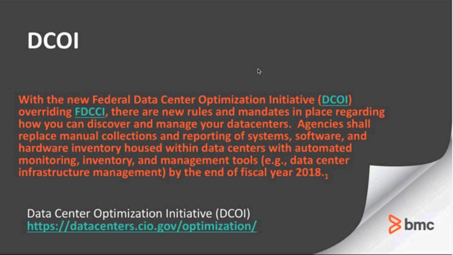So basically what they're saying is, if you come to ask for money, we're going to ask you some questions, and we want to be able to see this information through an automated discovery tool. We are no longer going to accept manual type discovery, Excel spreadsheets, or inventories that were done by hand. And they're mandating that this be done and completed by the end of fiscal year 2018. So we have a little bit of runway now, but we need to get moving on it.